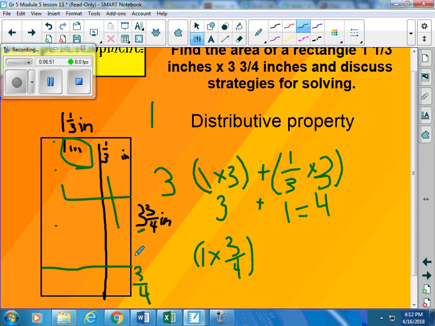Okay, so the 3/4, this whole side was 3 3/4. I've already used the 3, now I'm using the 3/4. Now I'm going to distribute the 3/4 with this fraction. And then I have 3/4 times 1/3.